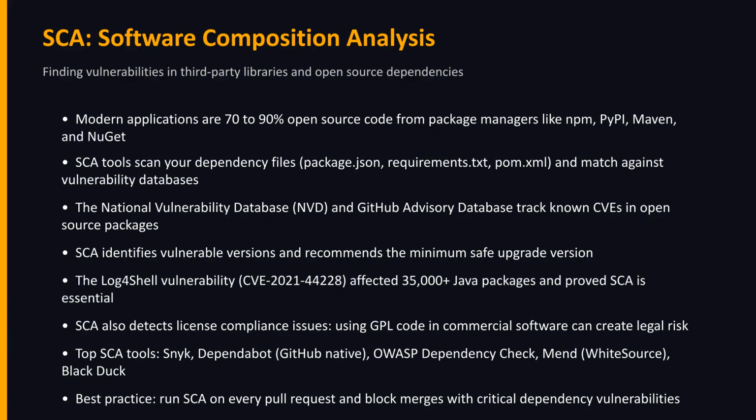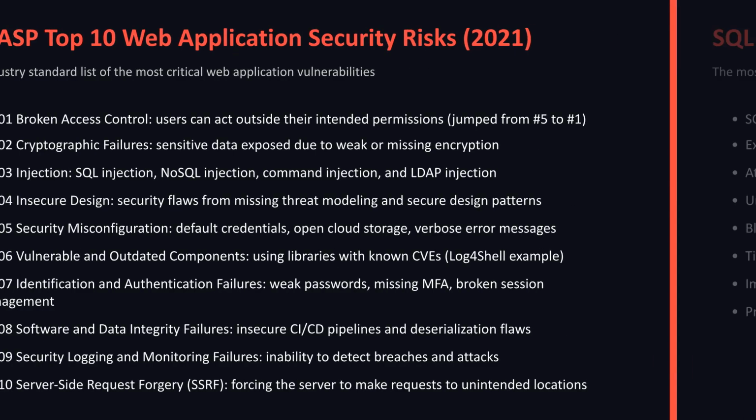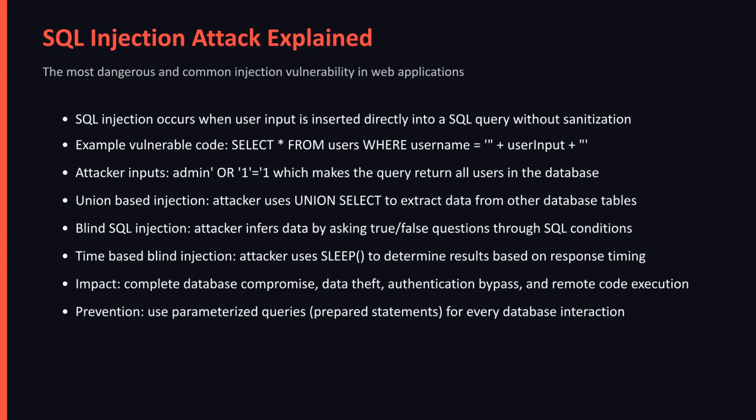Software Composition Analysis, or SCA, is essential for modern development. Since applications are largely built on open-source dependencies, SCA scans these libraries to find known vulnerabilities and ensure your software supply chain is secure. To understand the threat landscape, refer to the OWASP Top 10. This industry standard list highlights the most critical web security risks, from broken access control and injection flaws to insecure design and cryptographic failures.